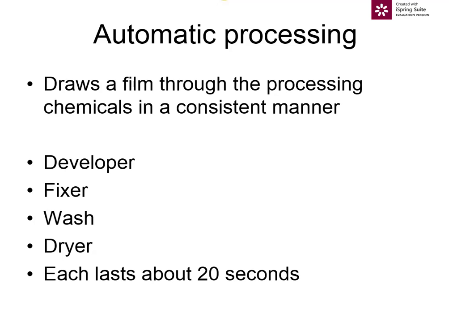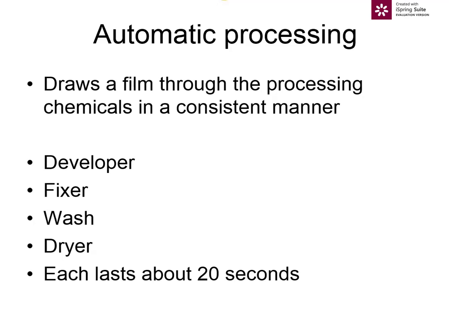The way this happens is that we have these special machines. They run on sort of a pulley-based drive that draws a piece of film through a series of tanks, and each of these tanks contains individual chemicals. The first tank has developer chemicals in it. The second tank has fixer chemicals in it. The third tank, which is used for washing, has water in it. And finally, you wouldn't call this a tank so much, but there's an area where you dry the film. The film is exposed to each of these for roughly about 20 seconds, give or take.